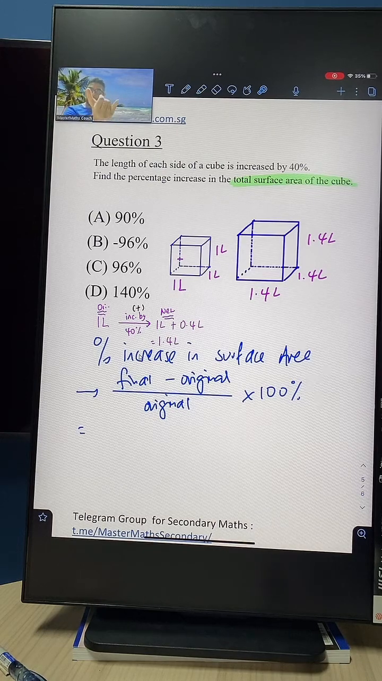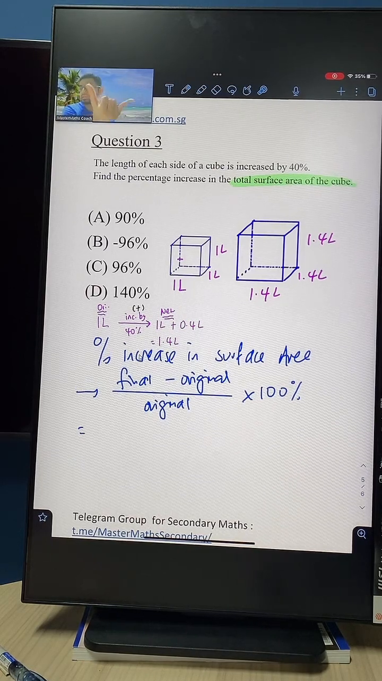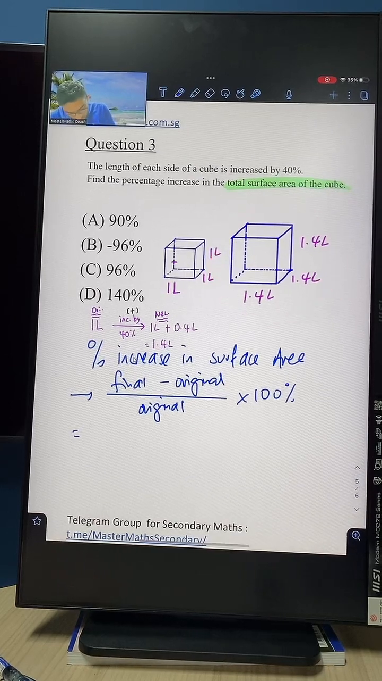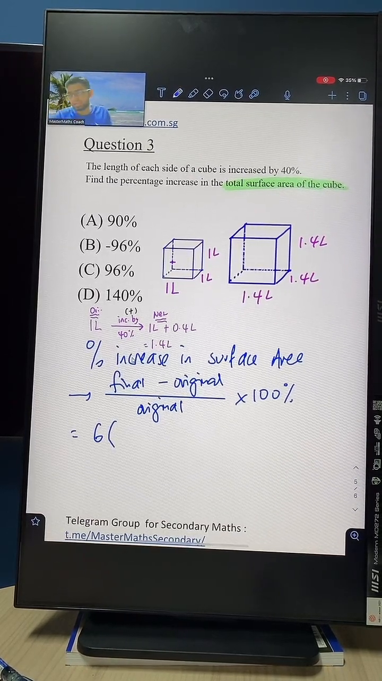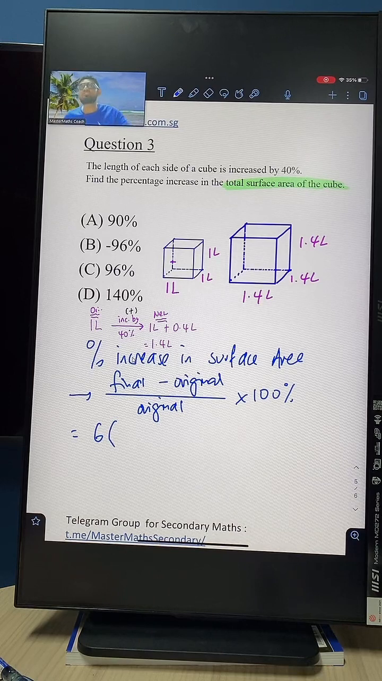Okay, because we are talking about a surface area, right? So you need to find the number of faces. Javier says 6, Samuel says 6 also. Guys, 6 faces, so what do we do? We take 6 multiplied by each face. Each face is a square, my friends.